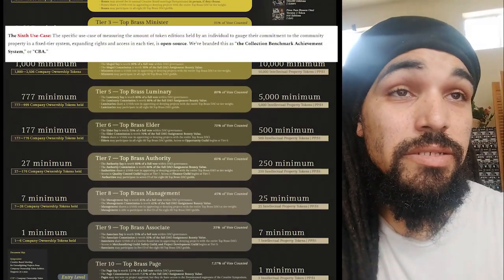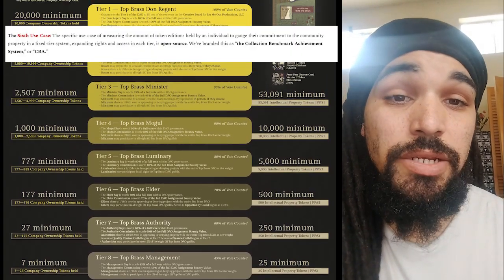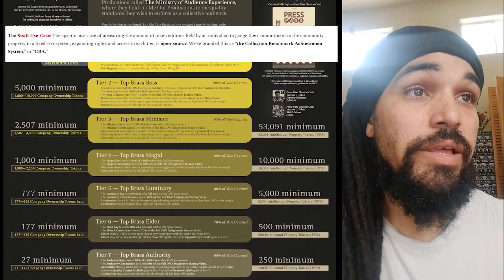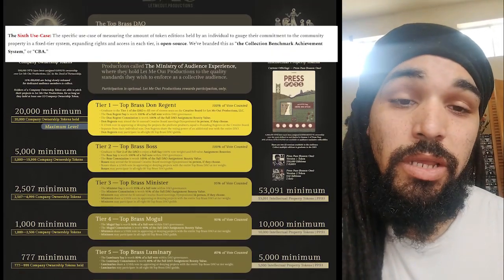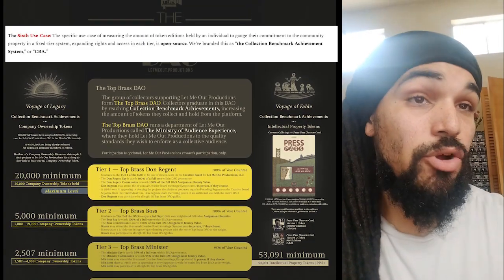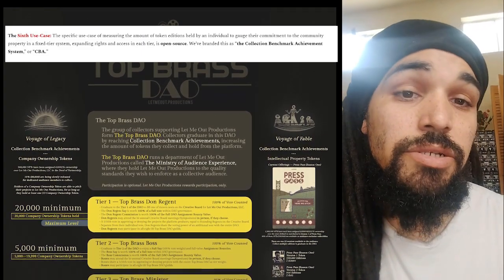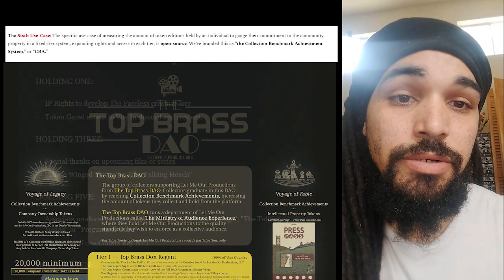The sixth use case established by this paper is the specific use case of measuring the amount of token additions, or the amount of tokens, in a collection held by an individual to gauge their commitment to the community property in a fixed tier system, expanding rights and access at each tier. That's open source. We've branded this as the Collection Benchmark Achievement System, and this is one of the ones that's most ripped off without attribution.